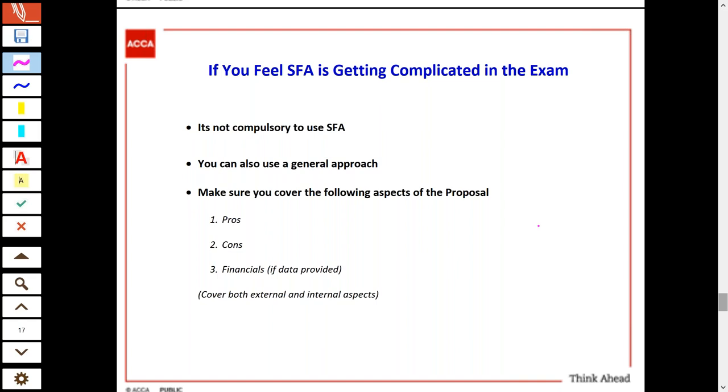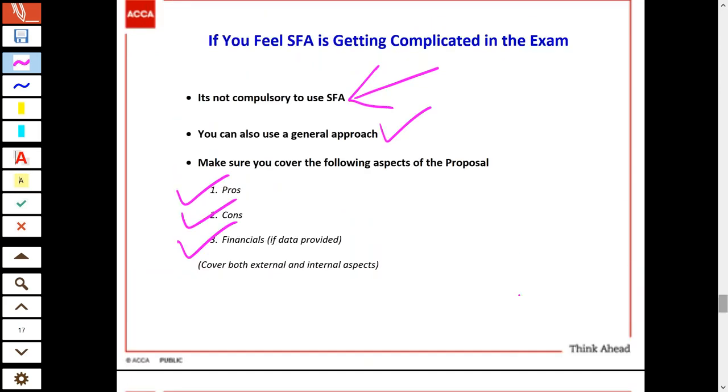So when you feel that SFA might get complicated, then go back to the basics. I had said earlier, it is not compulsory to use any model. So if you are feeling difficulty in applying SFA, then don't apply SFA. You can use a general approach. But just make sure that your answer is presented logically. You need to cover pros and cons. For both options, you talk about the good things and the bad things, and you also talk about financials if the data is given. As long as you present the information logically, the board is not interested in a model. The board is interested in your analysis. So if you apply a model, well and good. If you don't apply a model, equally well and good, as long as you cover the pros, the cons and the financials properly. To hell with the model.